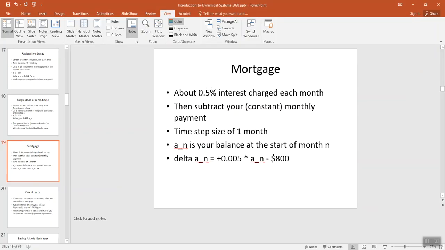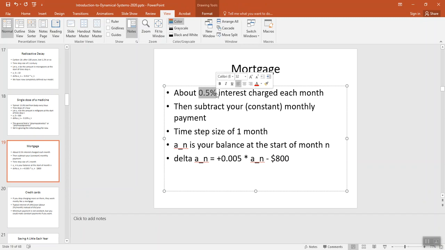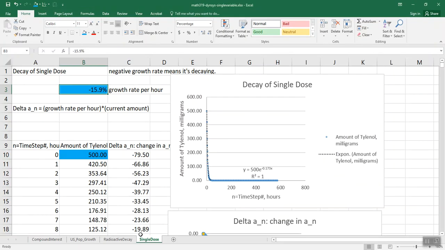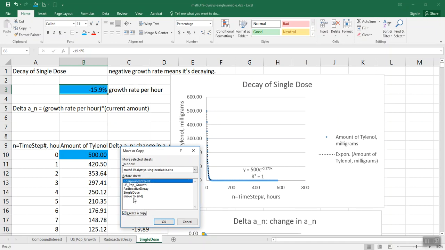For a mortgage, if it's a 6% mortgage per year, then you divide that by 12 to get the interest rate per month, so about 0.5% per month. They charge you interest, which adds to your balance, and then you send in a payment, which subtracts from the balance. And everything happens in time steps of months. So let's create ourselves a copy here.